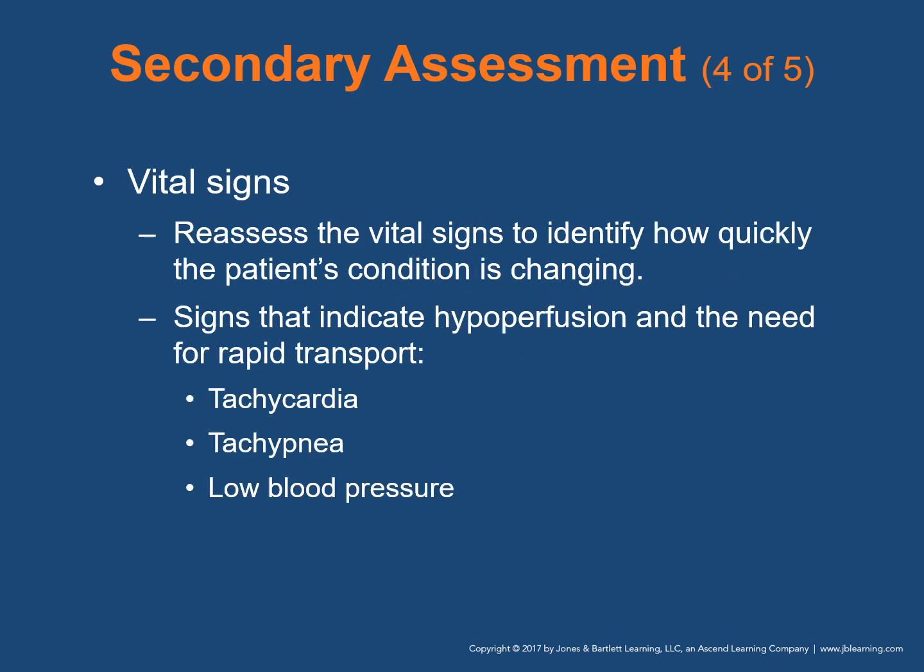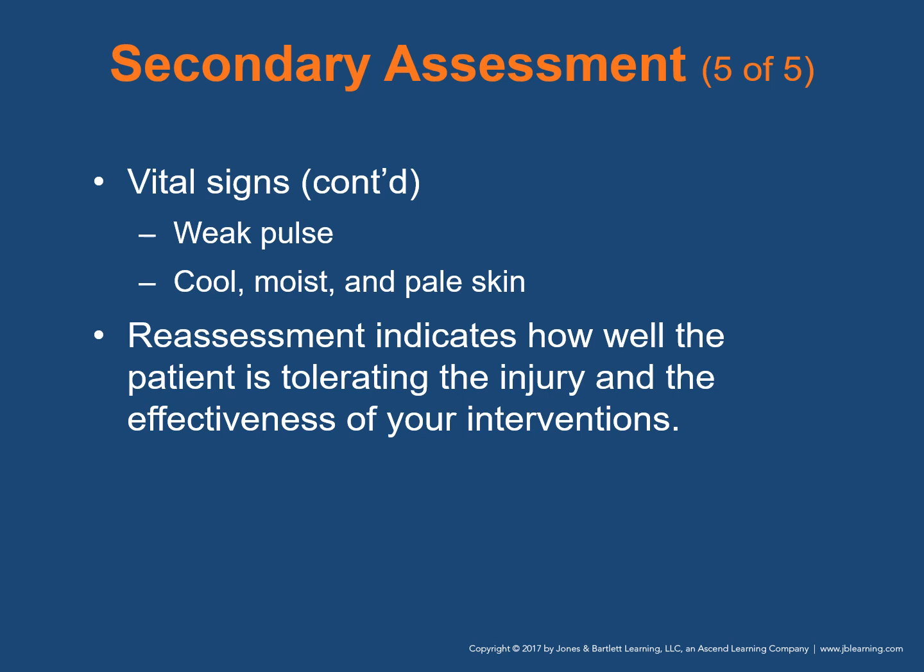With vital signs, you want to reassess vital signs to identify how quickly the patient's condition is changing. Signs that indicate hypoperfusion and the need for rapid transport include tachycardia, tachypnea, and low blood pressure. You also want to notice weak pulse and cool, moist, and pale skin. Reassessment of the patient's vital signs will indicate how well the patient is tolerating the injury and the effectiveness of your interventions.